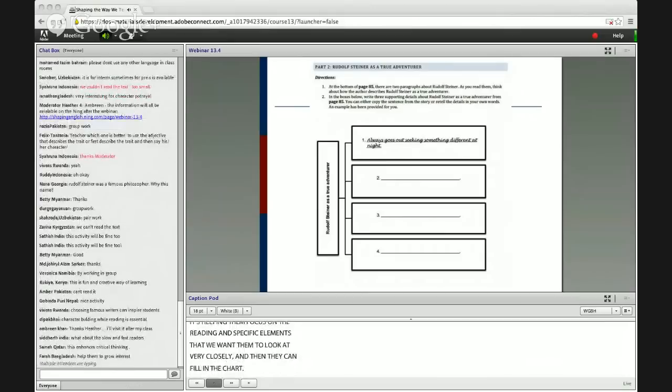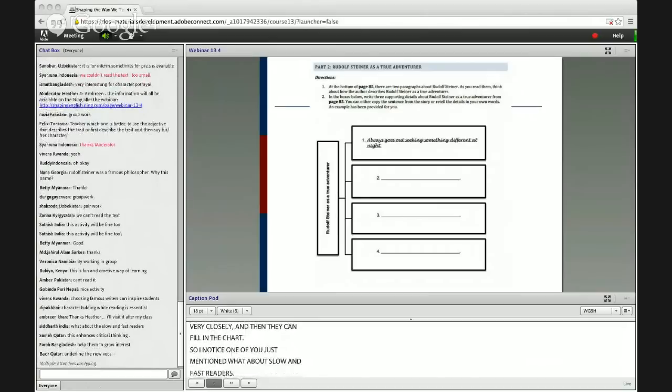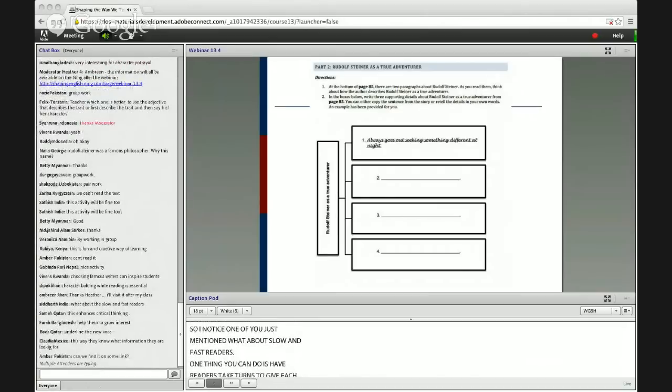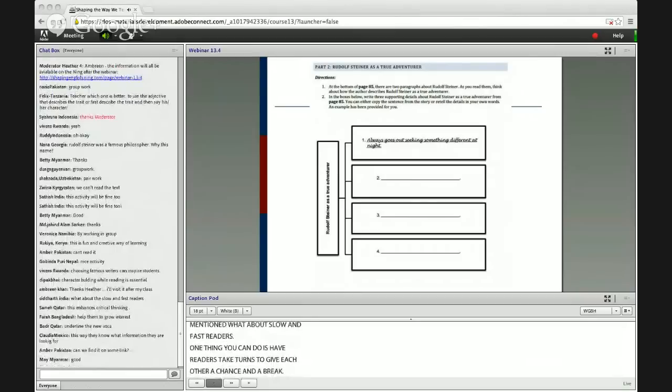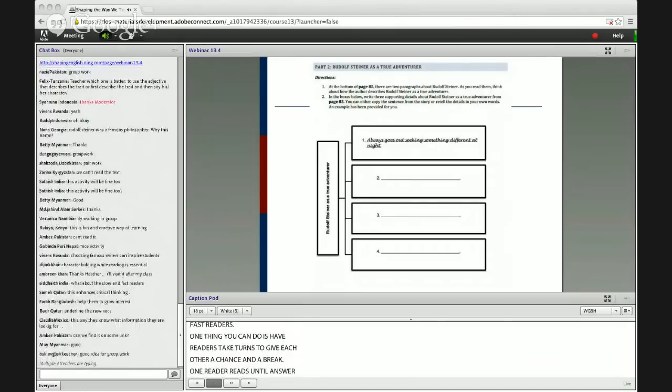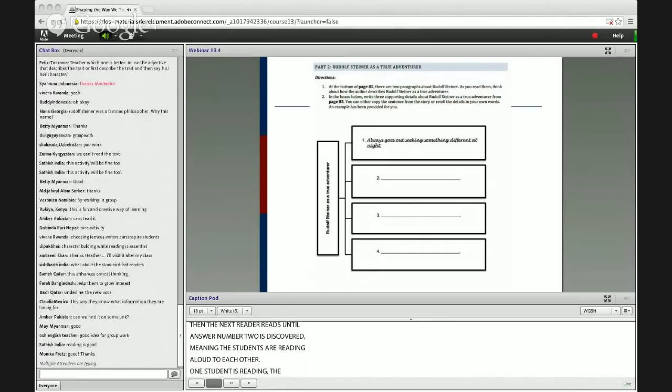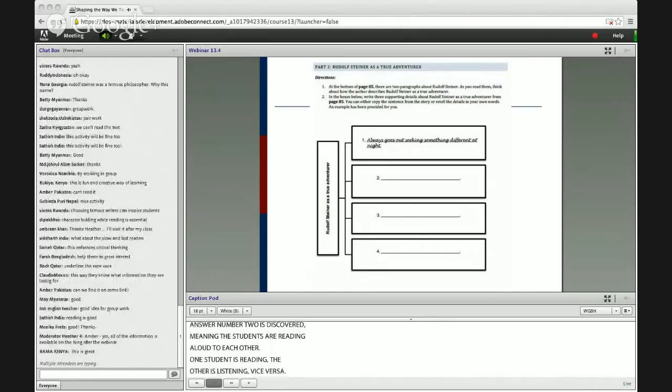Well, one thing you can do is have readers take turns to give each other a little bit of a chance and a little bit of a break. One reader reads until answer number 1 is discovered, and then the next reader reads until answer number 2 is discovered, meaning the students are reading aloud to each other. One student is reading, the other student is listening, and vice versa. So that way reading becomes interactive, and student talk time is increased too.